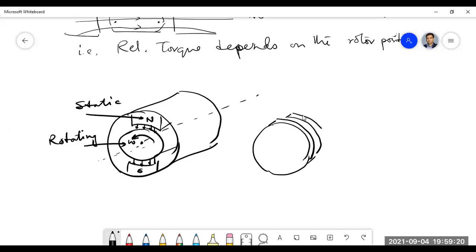So in an axial flux machine, you will have two radii. Suppose this is the axis. Now here the flux will pass axially like this. Suppose this is your static one and this will be the rotating one. This will rotate and this will remain static. But the flux will pass axially, parallel to the axis. That is the difference. But in radial, the flux passes radially. So that is the difference.